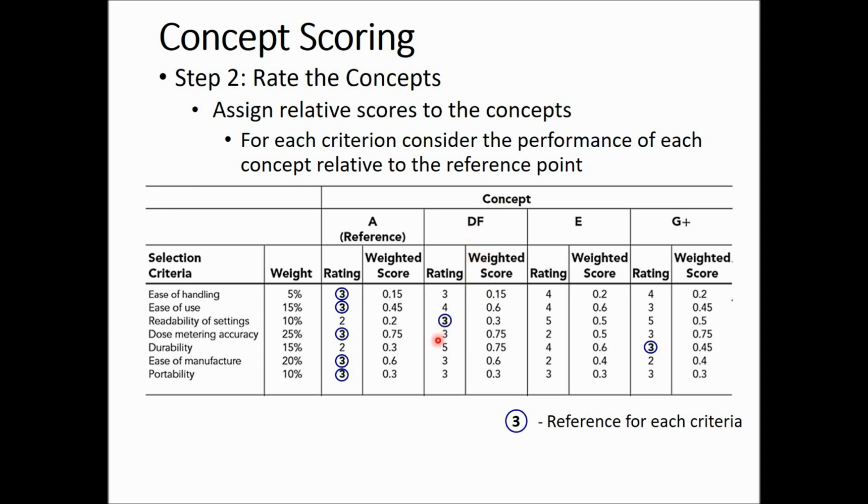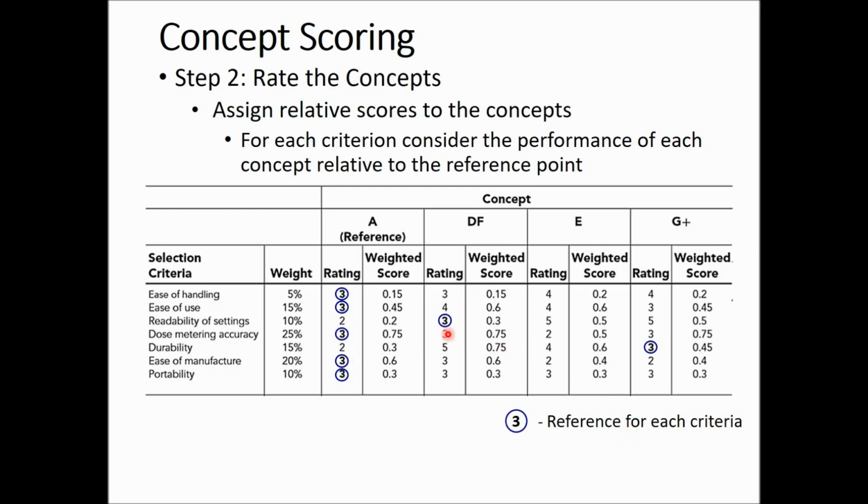Concept DF is used as the reference, and again for durability, concept G plus has been used as the reference. So likewise, you don't have to stick to the considered reference as the reference for all criteria. Different concepts can be used as reference for different criteria. So this number 3 is the reference for each criteria, same as the reference number 3, if you can recall, from that 1 to 5 scale.